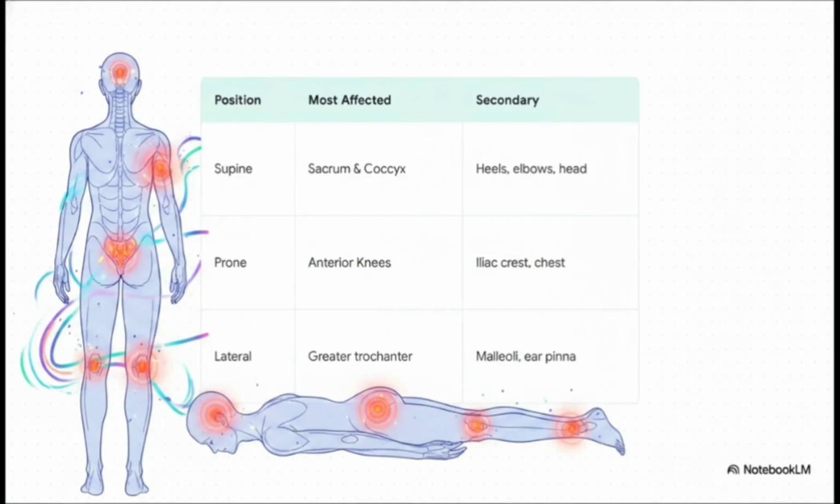Now, if they're prone, lying on their stomach, the anterior knees or the patella take the brunt of that pressure. And if we flip them to a lateral position on their side, the greater trochanter of the hip becomes the prime target. Memorizing these specific anatomical pressure points is basically your first line of defense.